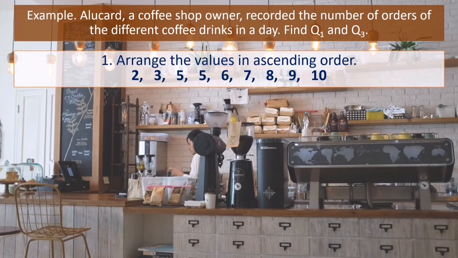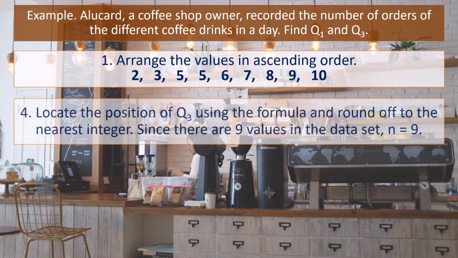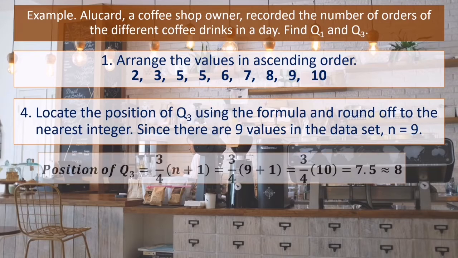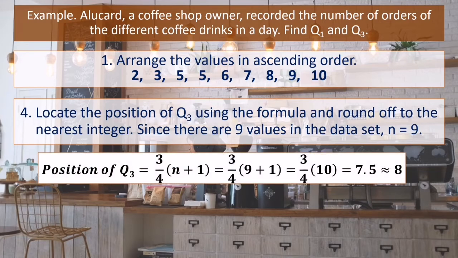Since we have the value of the first quartile, this time we will be looking for the value of the third quartile. In order to do this, locate the position of the third quartile using the formula and round off to the nearest integer. Again, since there are 9 values in the dataset, n is equal to 9. Using the formula, position of the third quartile is equal to 3/4 times quantity n plus 1 close quantity.